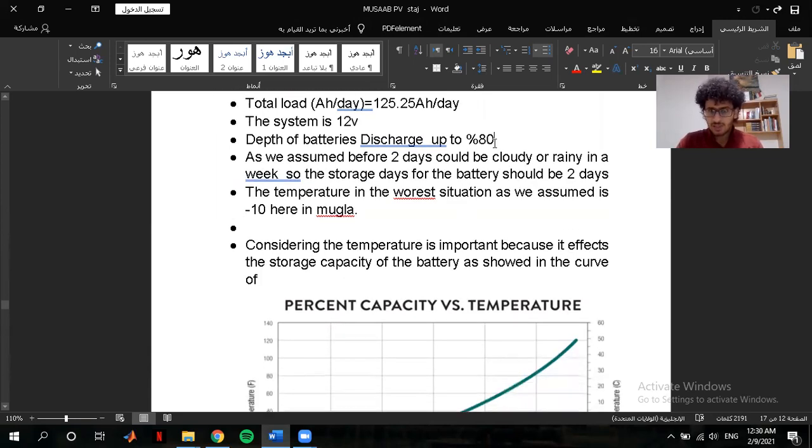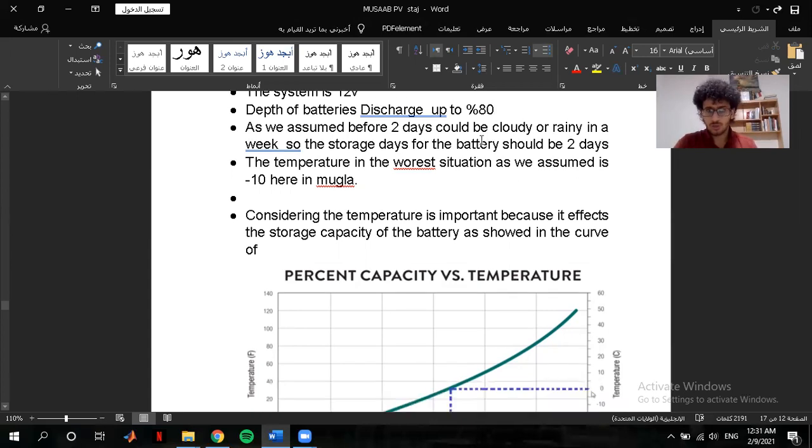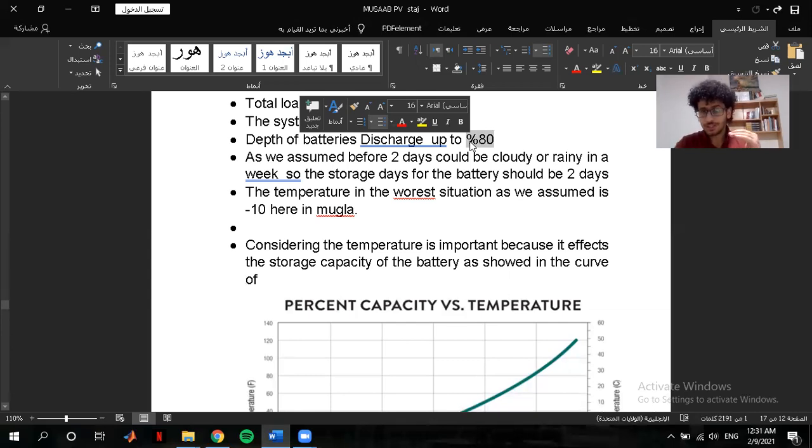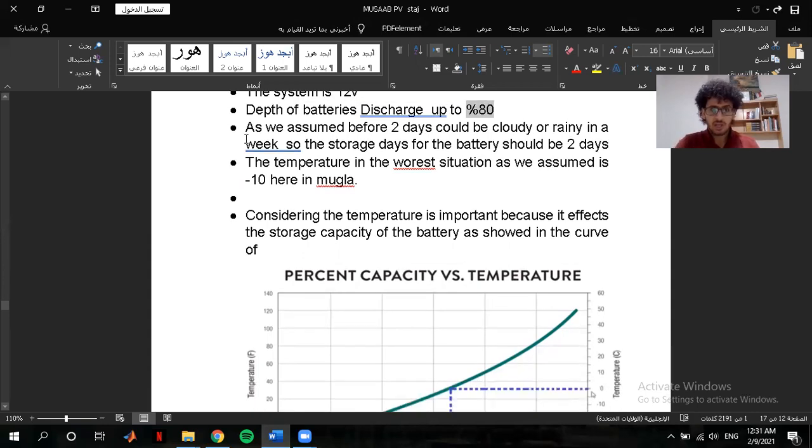Actually, we can use 90% of the battery, but it's not good. It reduces the age of the battery. Also, it's 12 volts, as we know. When we use like 90% of the battery, the voltage will drop to 11.68 or 65. As we assume 2 days will be rainy or cloudy in Mugla, so we need batteries. The charge for the battery will be enough for 2 days.